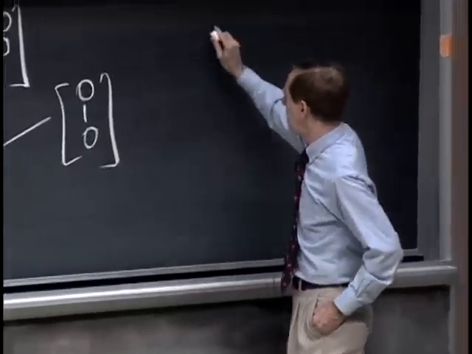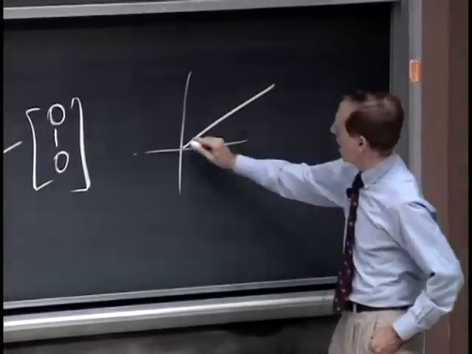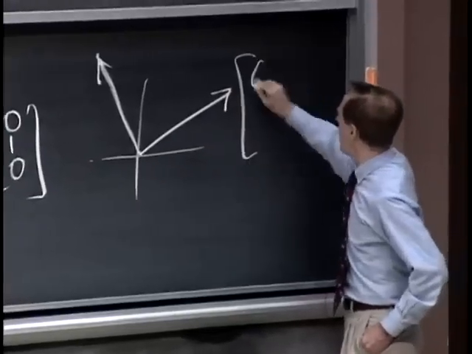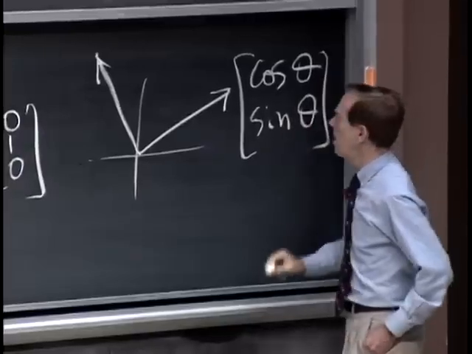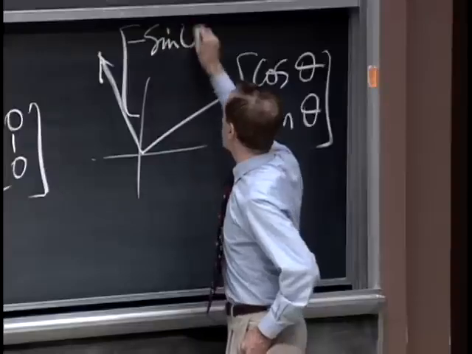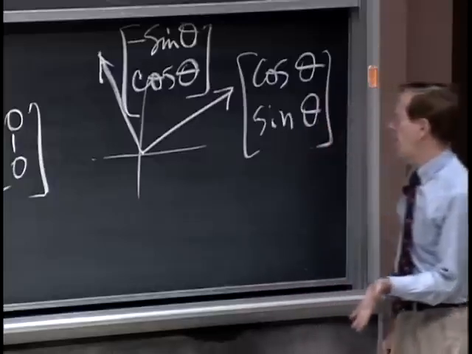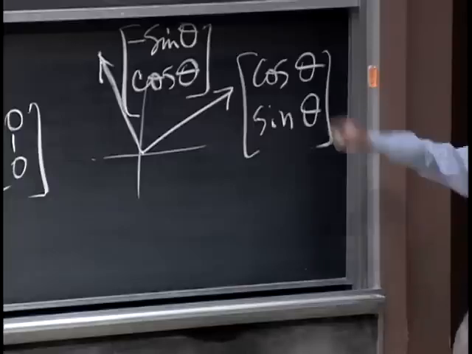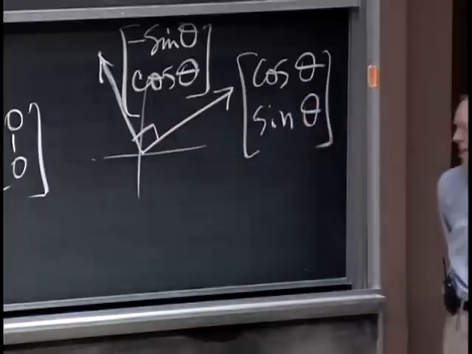Let me do a final example over here. How about one at an angle like that and one at 90 degrees? That vector would be cos theta, sine theta, a unit vector. And this vector would be minus sine theta, cos theta. That is our absolute favorite pair of orthonormal vectors. They're both unit vectors, and they're perpendicular. That angle is 90 degrees.